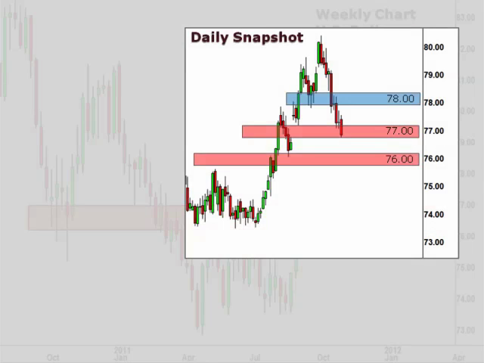Let's take a quick look at our daily chart. The daily chart reflects the near-term support at 77. A bounce here is likely to test 78 this week.